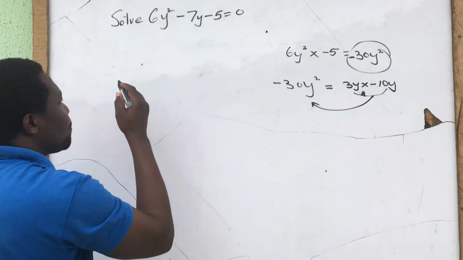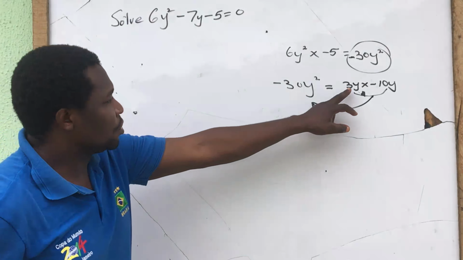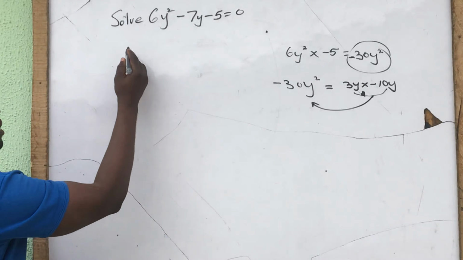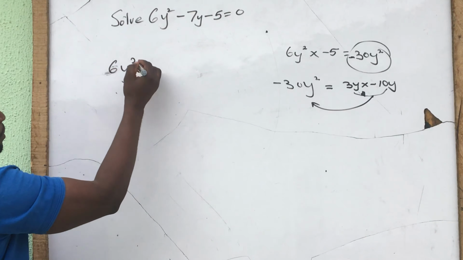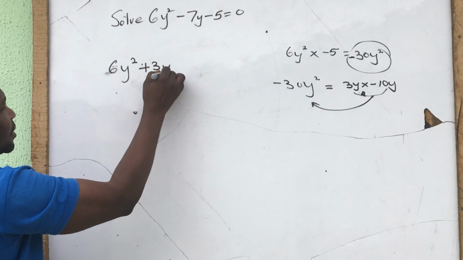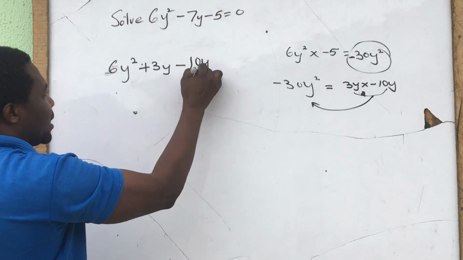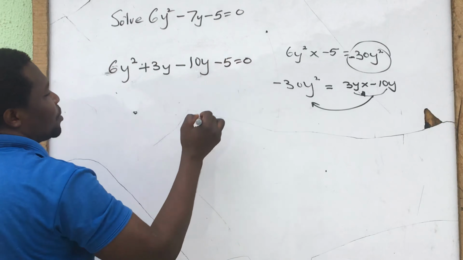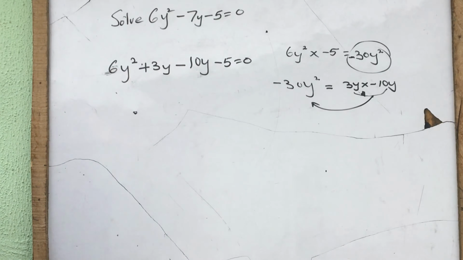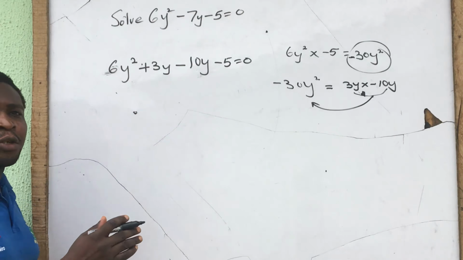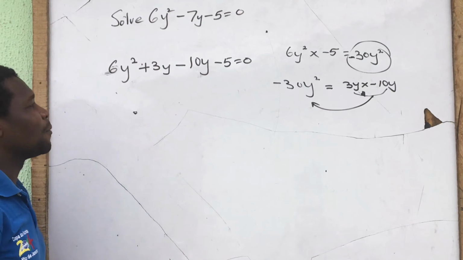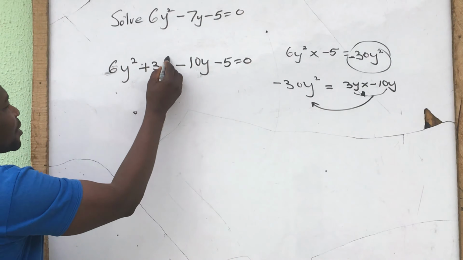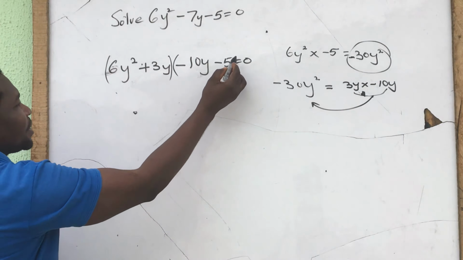So we are going to substitute here. That is 6y squared plus 3y minus 10y minus 5 equals 0. If you look at it very well, you discover that we can easily group this quadratic equation now. I take this and this, and this and this.